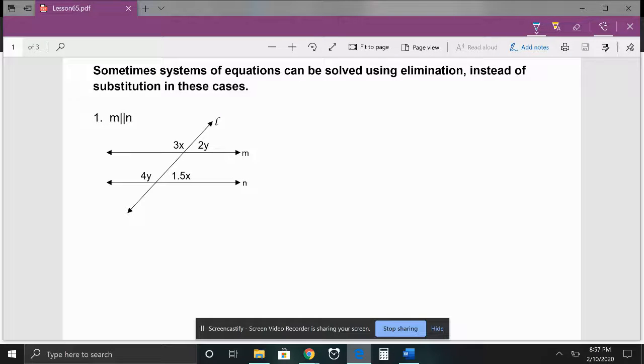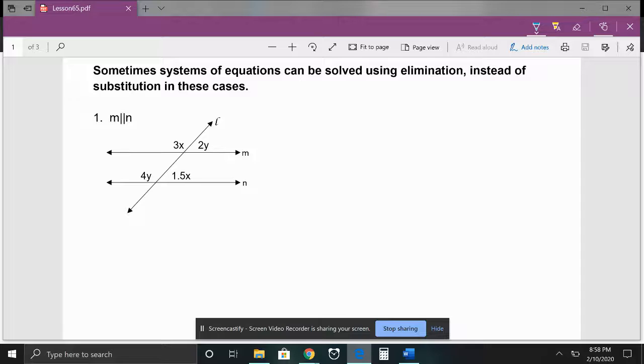In today's video, we're going to look at diagrams involving angles and create more equations to solve for the angles in the diagram. Before now, we've been doing substitution, right? We're substituting in the angle measures into an equation to solve for x. But now these look a little bit different, and so sometimes the equations can be solved using elimination instead of substitution.